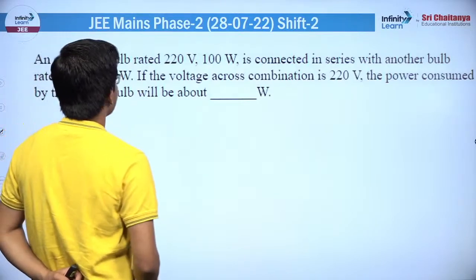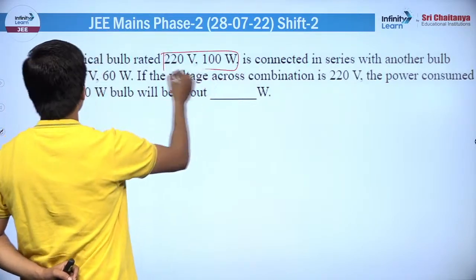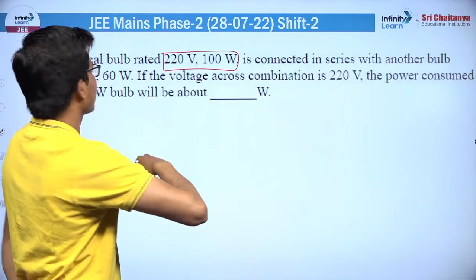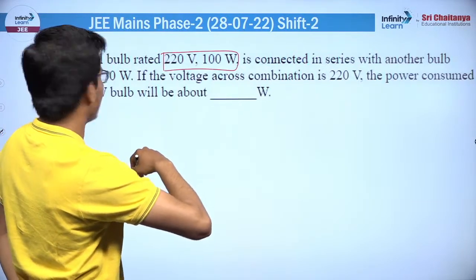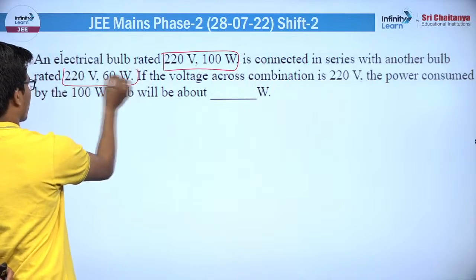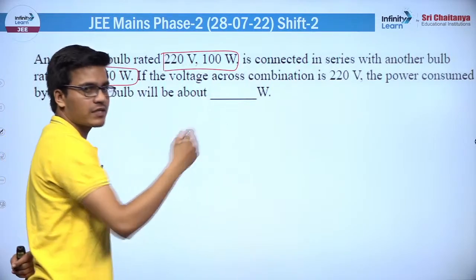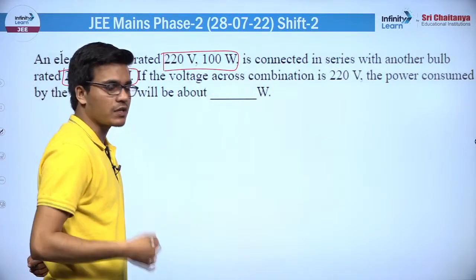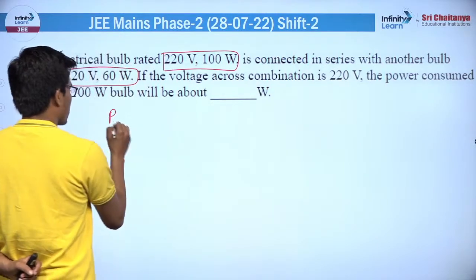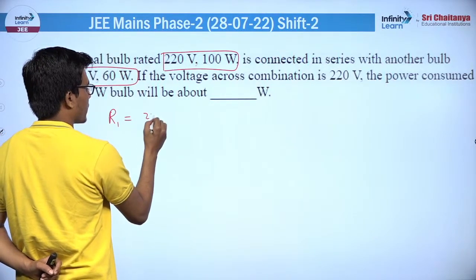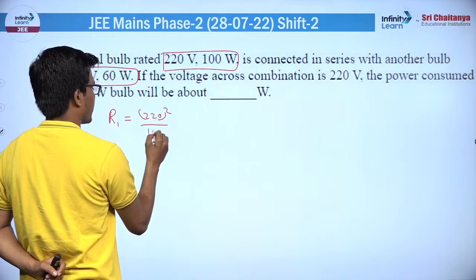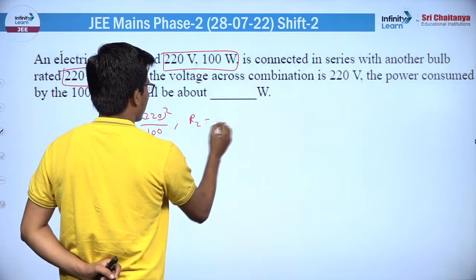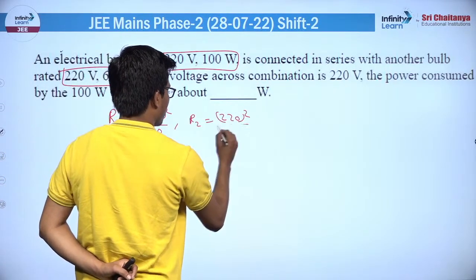So you are having an electric bulb of this rating connected in series with another bulb which has this much rating. The rating always helps us to find the resistance value. So first resistance will be V square by P, okay. Second resistance will be V square by P.